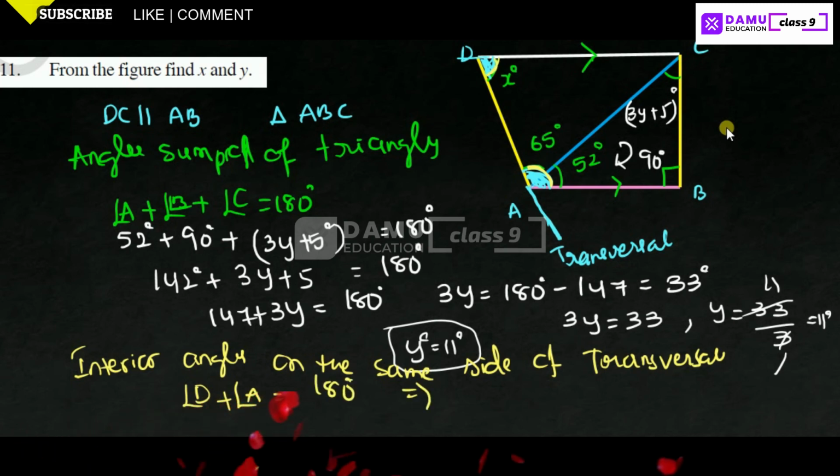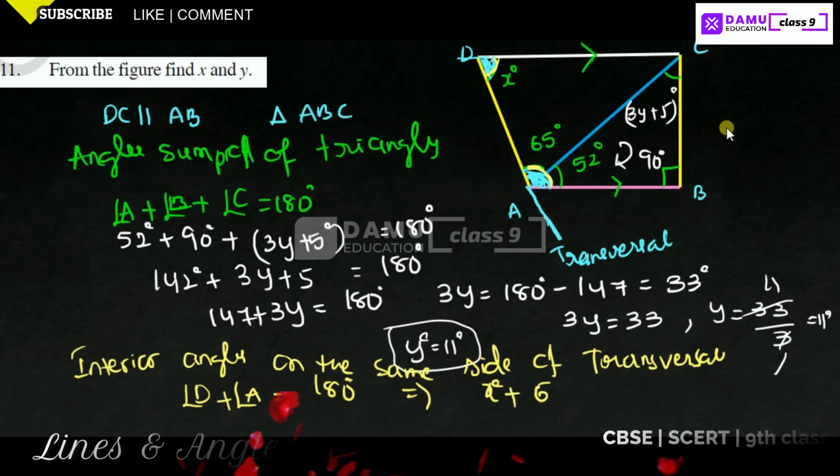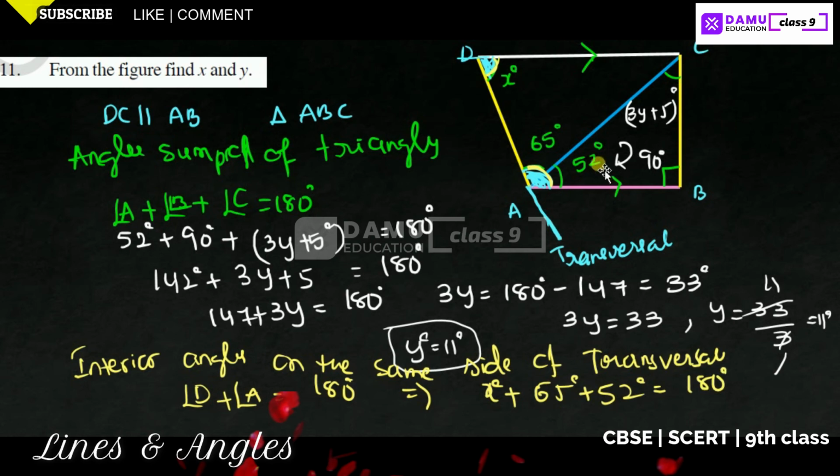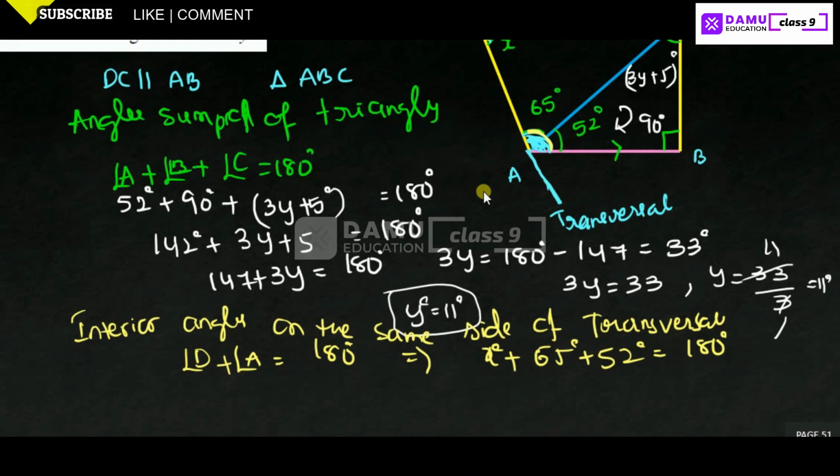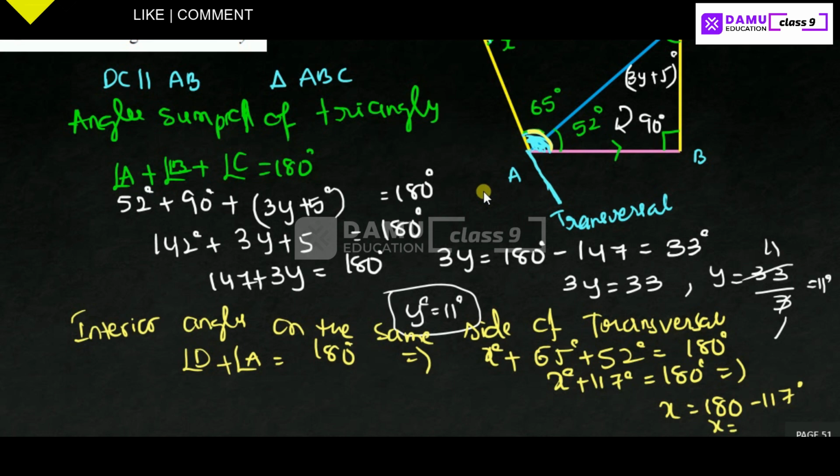So angle D, which is x degrees, plus 65 plus 52 will be equal to 180 degrees. 65 plus 52 will get 117 degrees. So 117 plus x is 180 degrees. That implies x will be equal to 180 minus 117, which is 63 degrees. So like this we can calculate x equal to 63 degrees.